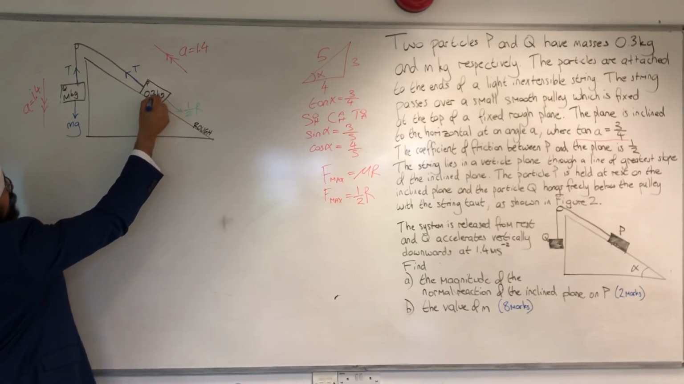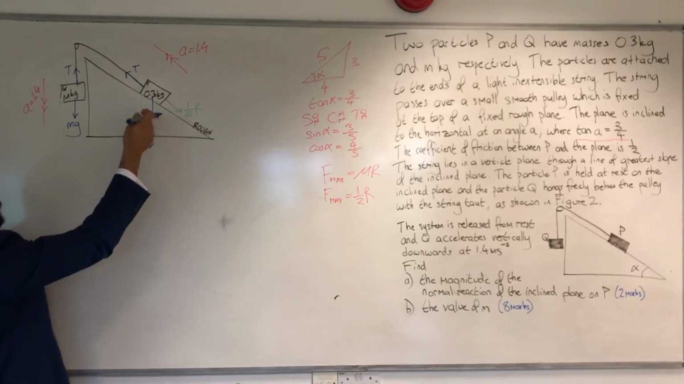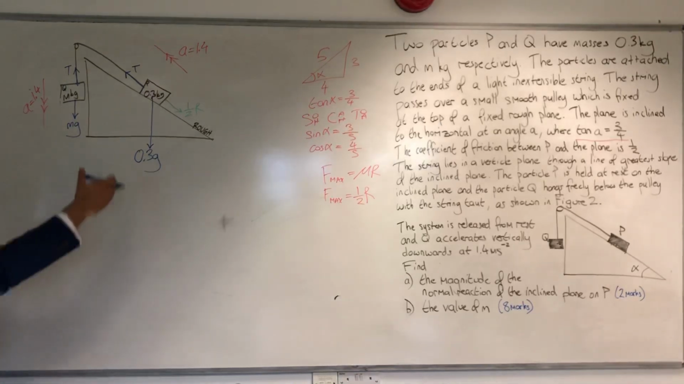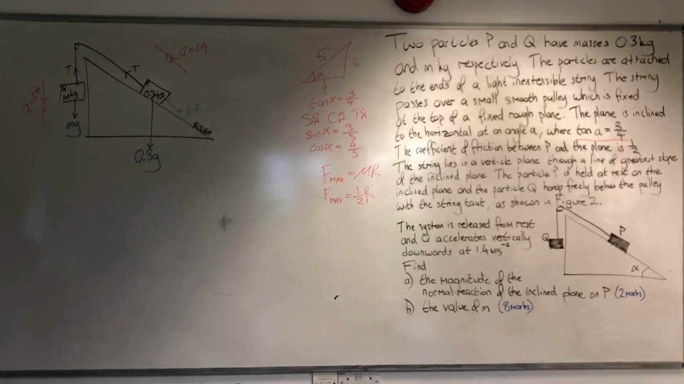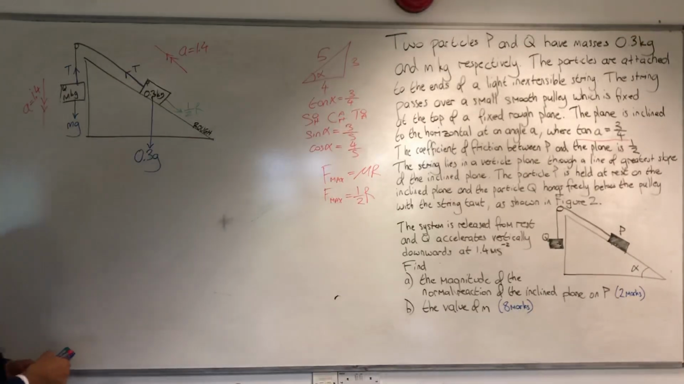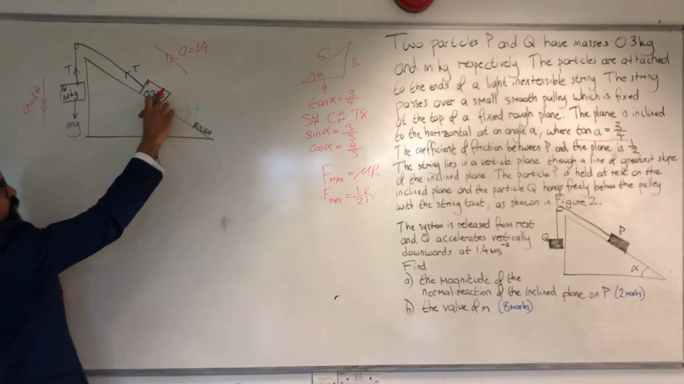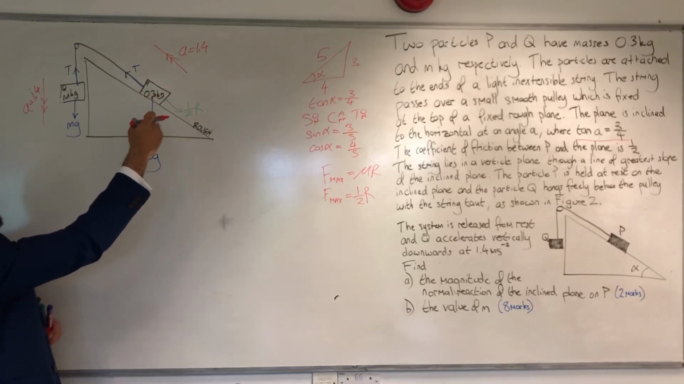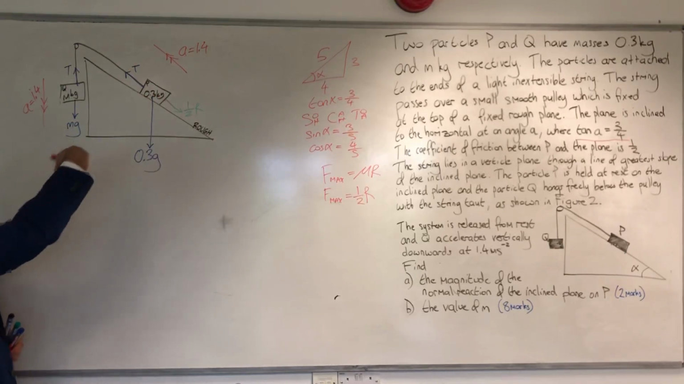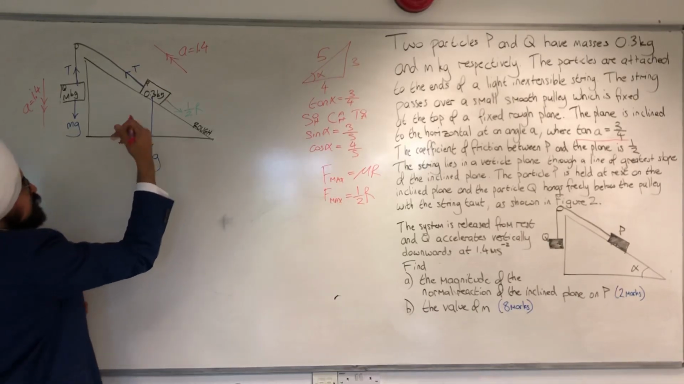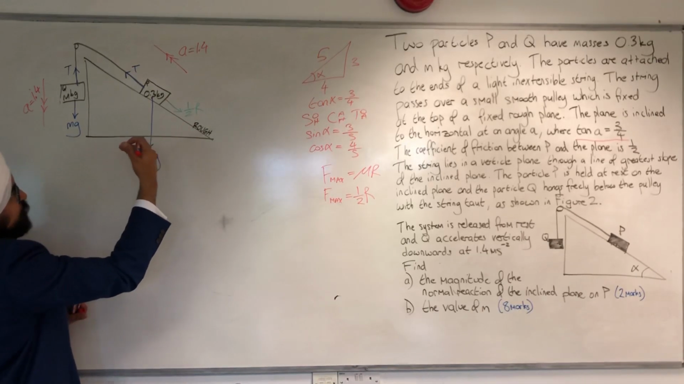Here you're going to have mg coming down as well, but obviously the m is 0.3, so it's 0.3g. And I like drawing my arrows nice and large, so you can very clearly see what's happening. In order for me to solve this problem, when I'm working with a particle P, I need to make sure all forces are either parallel to the plane or perpendicular to the plane. This is not parallel or perpendicular to the plane, so I need to force it to become parallel or perpendicular to the plane.